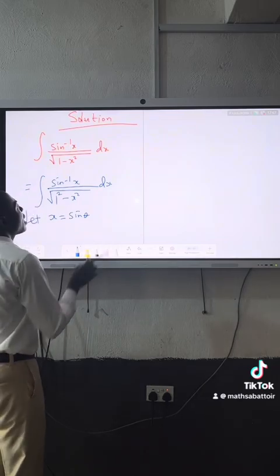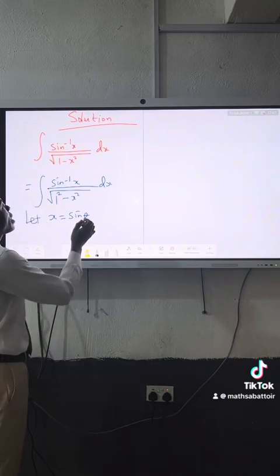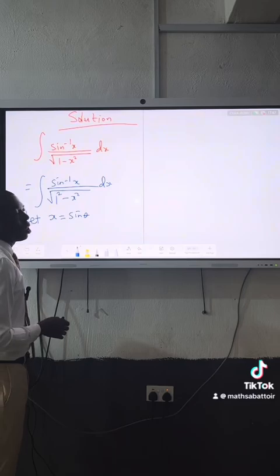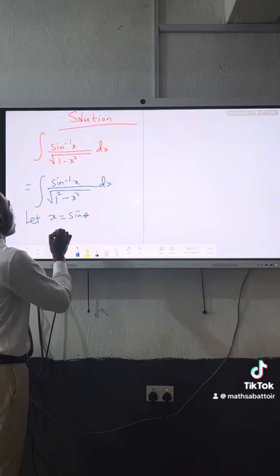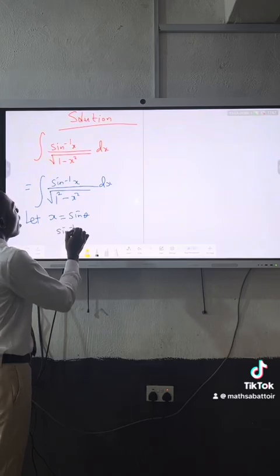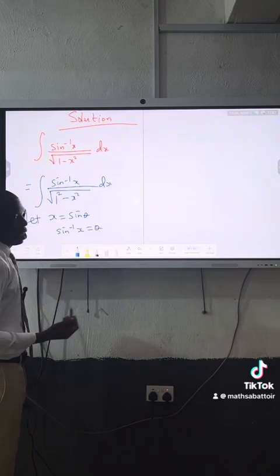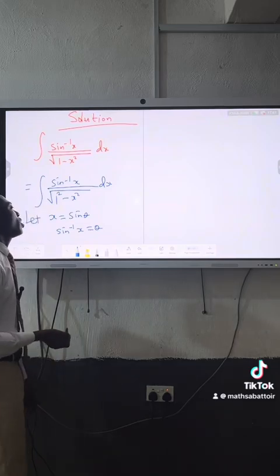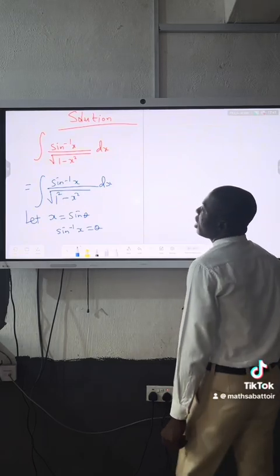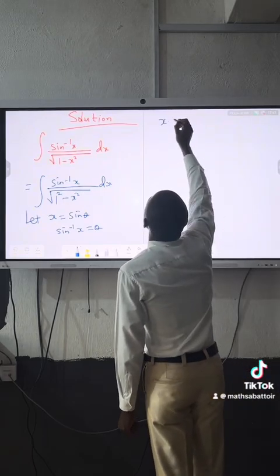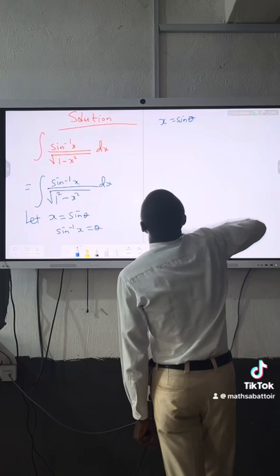Now, after this assumption, see the next thing to do. Make theta the subject of the formula. If you make theta the subject of the formula, it means that sine inverse of x is equal to theta. Is that okay? Sine inverse of x is equal to theta. All right? So, that is for the first one. Now, another thing can still be done in this place where you have x is equal to sine theta.